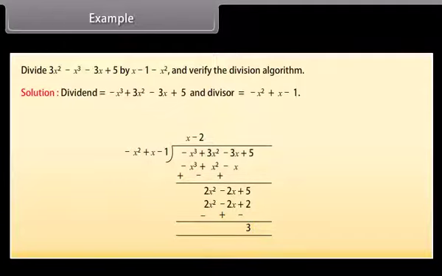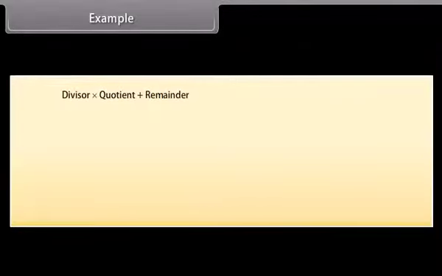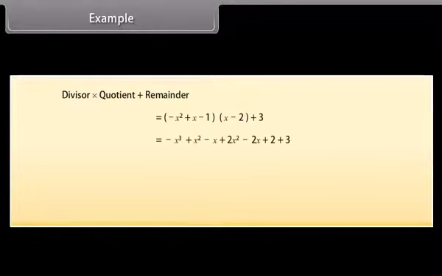Now to verify, let's see whether divisor into quotient plus remainder is equal to dividend or not. So, divisor into quotient plus remainder is equal to (minus x square plus x minus 1) into (x minus 2) plus 3, equals minus x cube plus x square minus x plus 2x square minus 2x plus 2 plus 3, equals minus x cube plus 3x square minus 3x plus 5, which is equal to the dividend. Hence, verified.